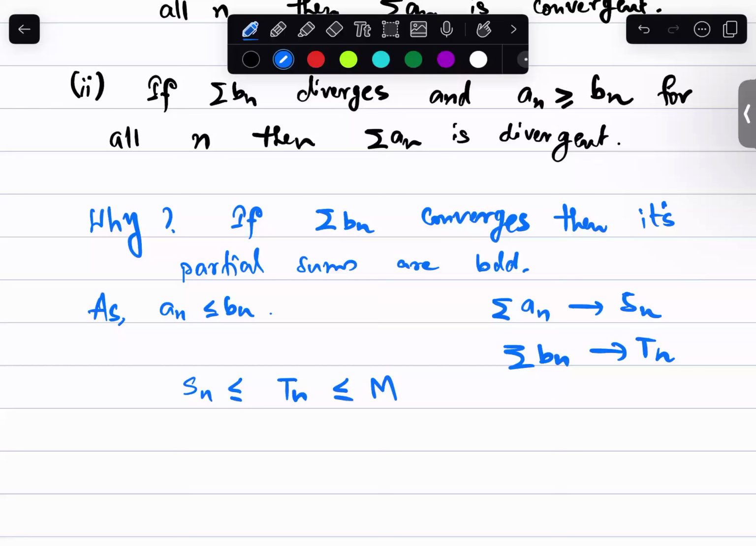And now as an is less than or equal to bn, then my Sn will be less than or equal to Tn, right? Because why? What is Sn? Sn is just a1 plus a2, the sum of the first n terms. And what is Tn? Tn is b1 plus b2 plus so on, bn, right? Now each of these, a1 is less than or equal to b1, a2 is less than or equal to b2. So therefore, if you take the finite sum, then also the inequality holds, right?